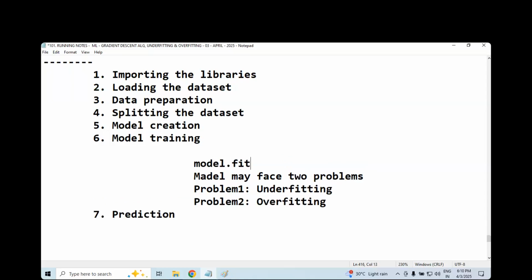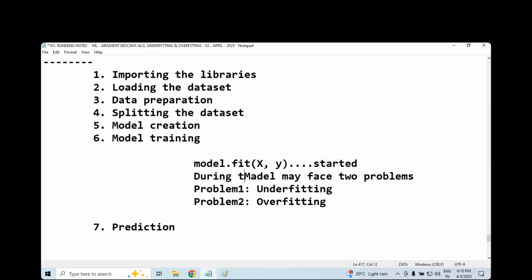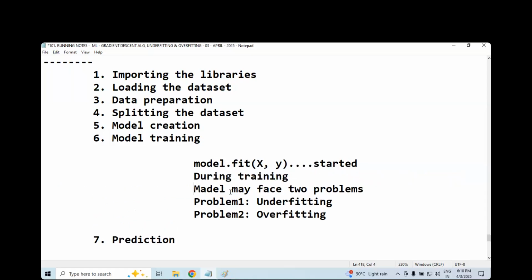Model dot fit method, x comma y started actually. Training started. During training, the model may face two issues. The model may face two problems.